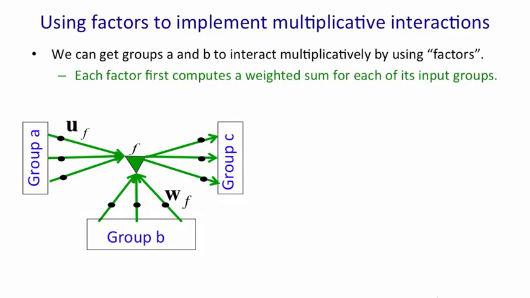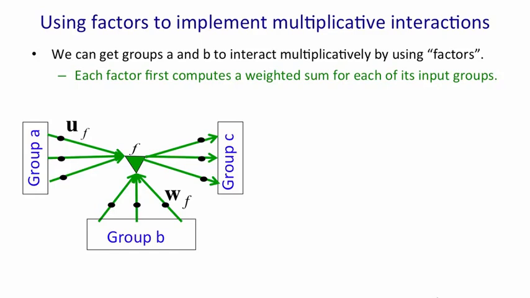So what each factor does is it first computes a weighted sum for each of its two input groups. We take the vector state of group A, which I'll just call A, and we multiply that by the weights on the connections coming into the factor. In other words, we take the scalar product of the vector A and the weight vector u, and that gives us a number at the left-hand vertex of that triangle. Similarly, we take the vector state of group B and we multiply it by the weight vector w, and we get another number at the bottom vertex of the triangle.